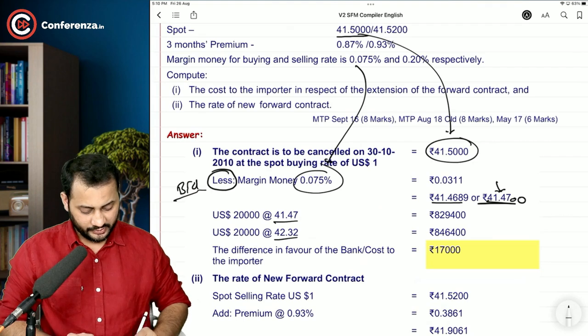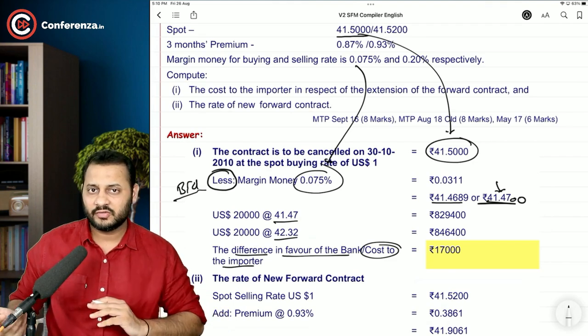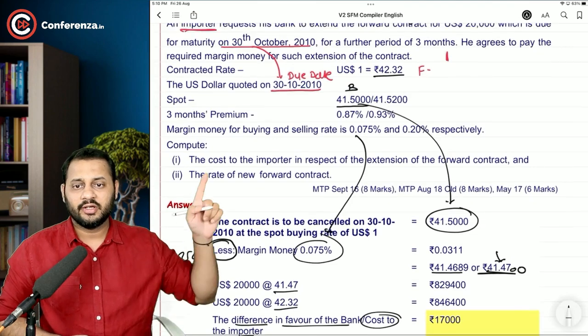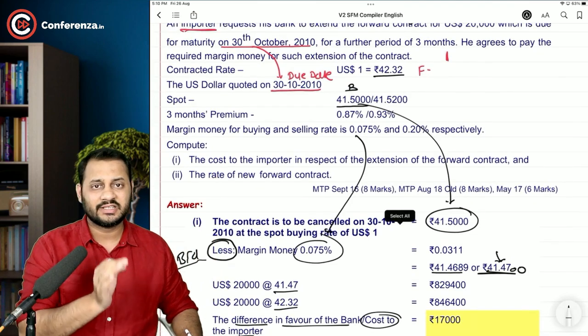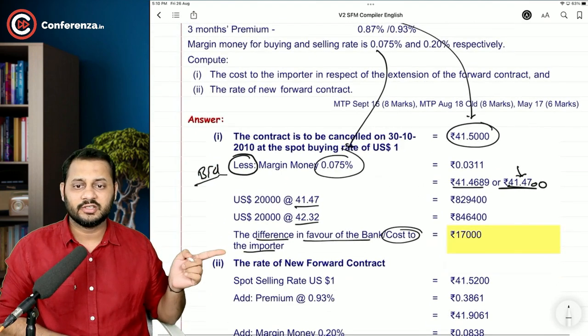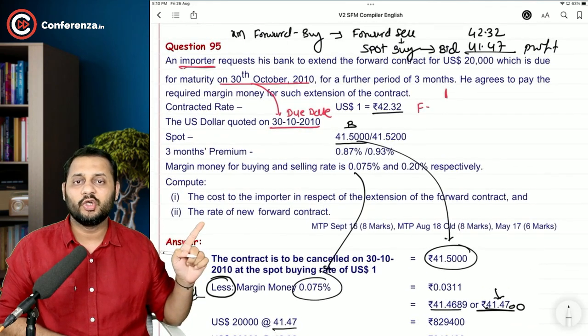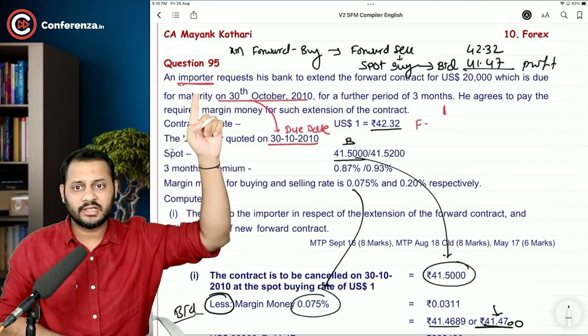41.47, 42.32, the difference in favor of the bank, or we can say cost of the importer. Profit of one party is the loss of another party, 17,000 rupees. So in order to extend the contract, the very first thing that you have to do is cancel the original contract. So what we did in the first part is cancelled the original contract, and then we will enter into a new forward contract with the customer, that is importer.